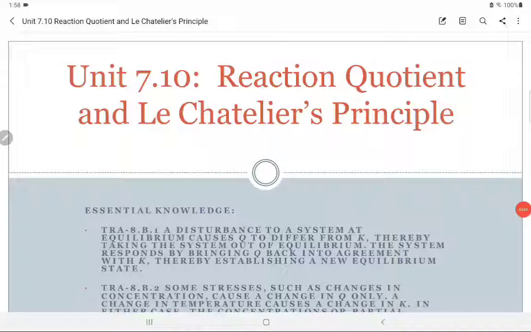Okay, in our last section, we more than introduced the idea of the reaction quotient, but we mathematically introduced that last time. And we're going to use that again in this section to further explain Le Chatelier's principle.